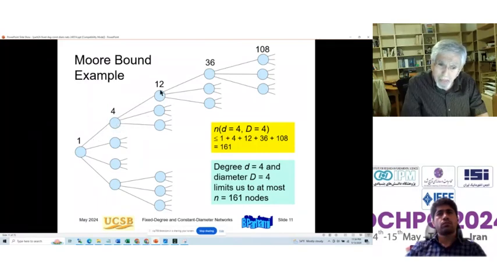There are 3 more. So that gives us 12 more nodes. Each of these will have 3 neighbors, 36 nodes here. And each of these will have 3 neighbors, 108 nodes at this level. So if I want to limit the diameter to 1, 2, 3, 4, the number of nodes in the network cannot exceed the sum of 108, 36, 12, 4, and 1, which is 161.